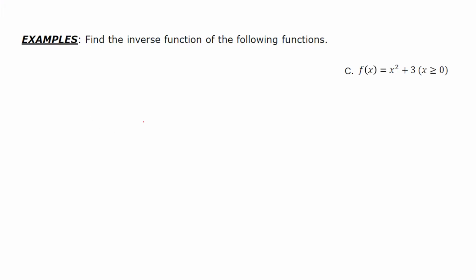C. All right, we have f of x equals x squared plus 3. So we will replace f of x with y. Then we will interchange x and y. And then we will solve for y. So we'll subtract 3. And then we will take the square root of both sides to eliminate the square of y.